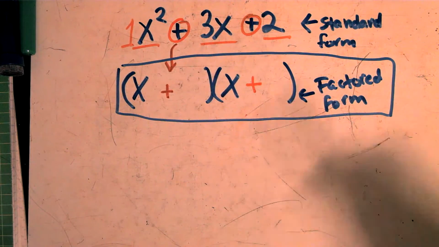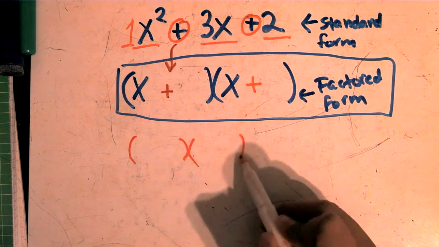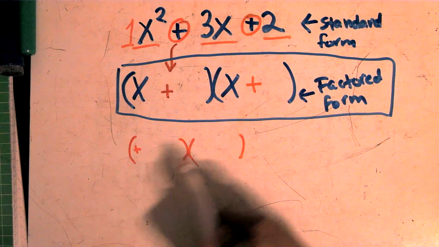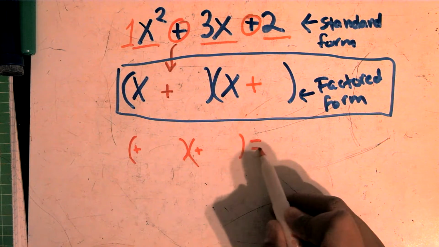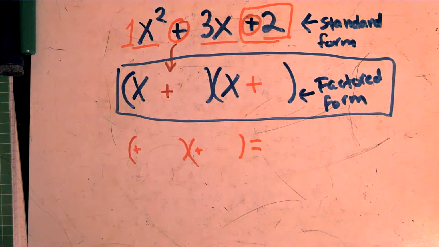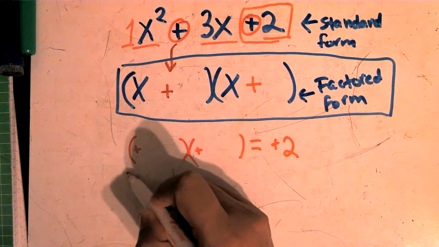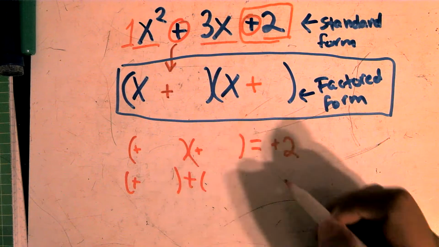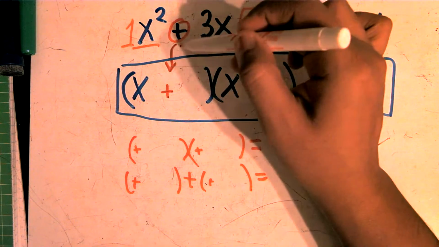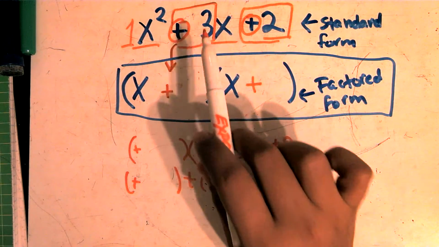So how do we figure out what the two numbers are that go inside these two spaces? Well, we have to find two, in this case, positive numbers because of the plus sign. I'm going to put this to remind myself I'm dealing with positive numbers that multiply to the constant, which is the number in the expression without a variable, so a positive 2. But these same two positive numbers have to add up to the middle coefficient, the coefficient of the middle term of the trinomial, which is a positive 3.